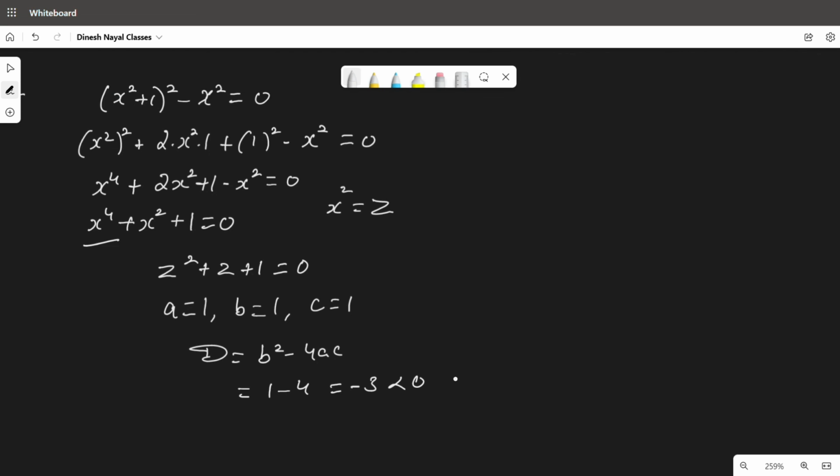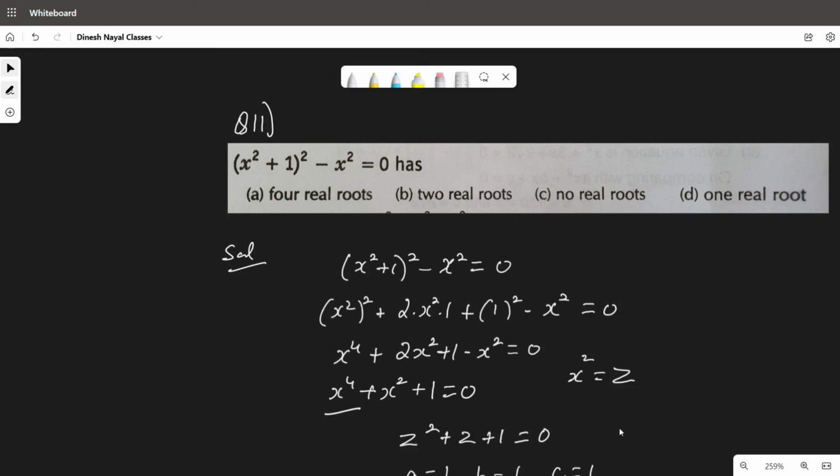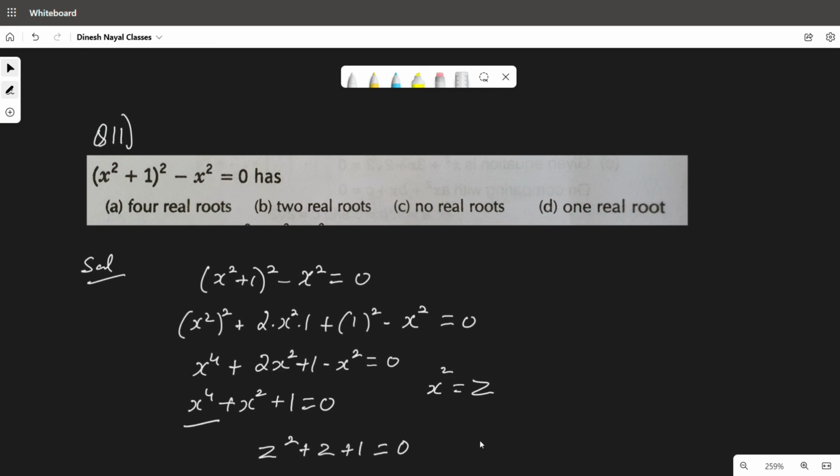So no real roots, that means what? As you can see, no real roots option. So from the given options we can see C is the correct option. So for question 11th, our answer is C part. So 11th C part is correct.